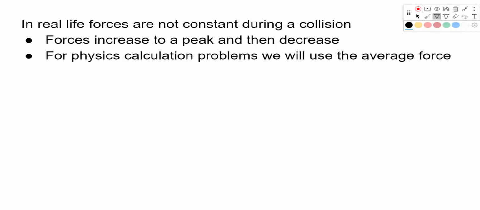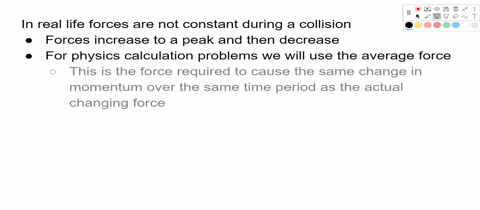Unfortunately, that would make it very difficult to run calculations in physics. So when we run them for these theoretical problems, we're going to be using the average force instead of this changing force. So it will be the force required to cause the same change in momentum over the same period of time as the actual changing force. So it's just an average, just like we would use average speed rather than instantaneous speed in other problems. All right, that should be the end of our notes.